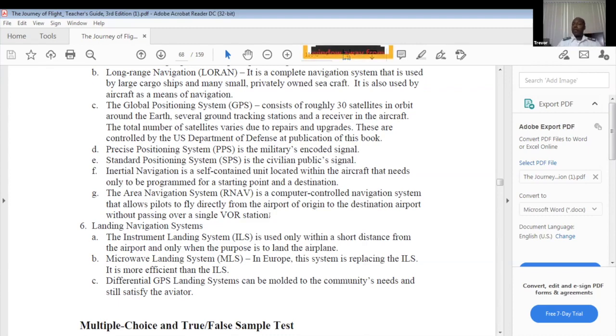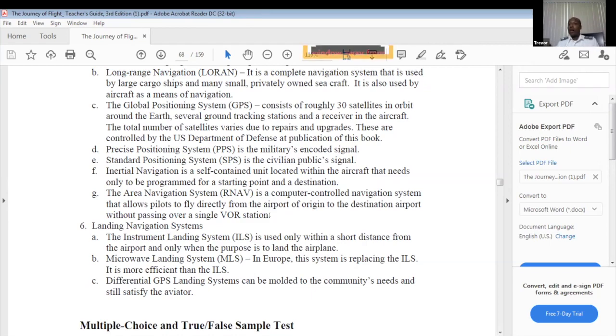And the ILS is similar to that, except that once you establish on a course inbound, you first acquire the localizer, which is the track, and then you acquire the glide slope. So once you intercept both of them and keep that needle centered, you follow that track right down to landing. And that is why it is called a precision approach.